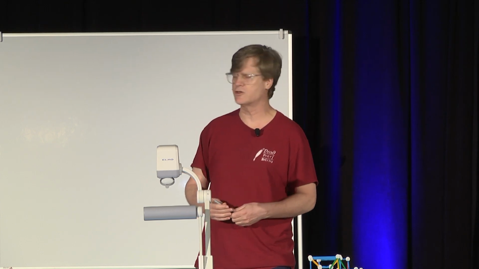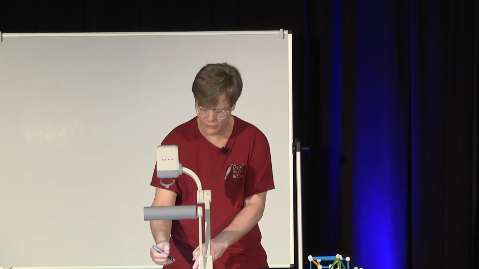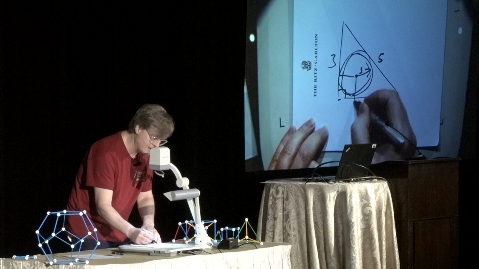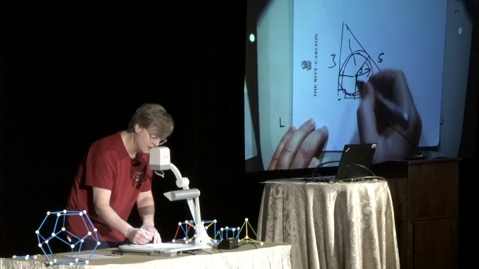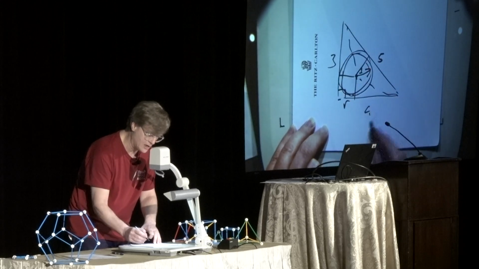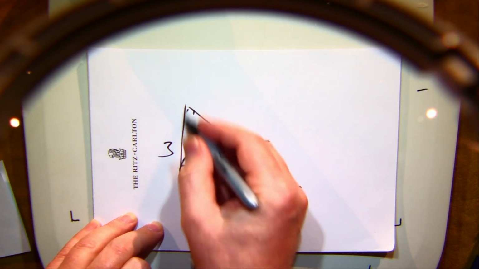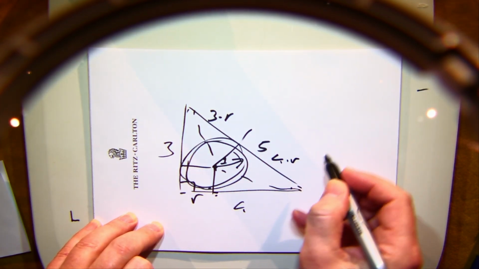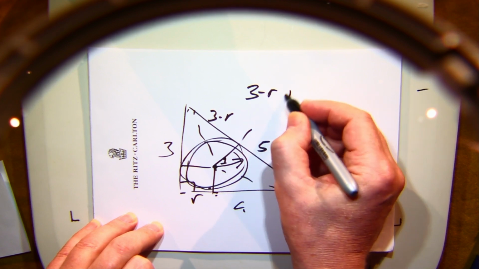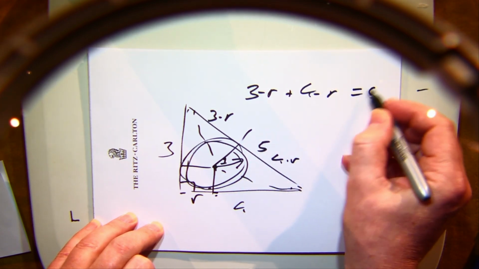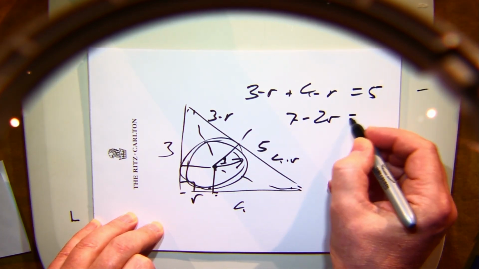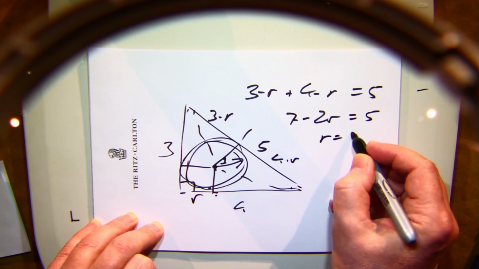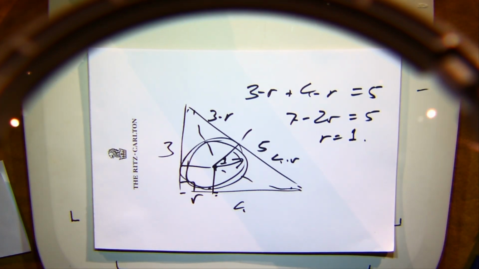And he said, this is the sort of thing that we should be showing school kids because it's nice, it's surprising, it's not difficult to prove. If you draw that line, that line, that line, then we get a kite there and a kite there. And if that's r, then this is 4 minus r, this is 3 minus r. And that means that 3 minus r plus 4 minus r is equal to 5. So 7 minus 2r equals 5. So r equals 1. Okay? And it's not difficult to do.